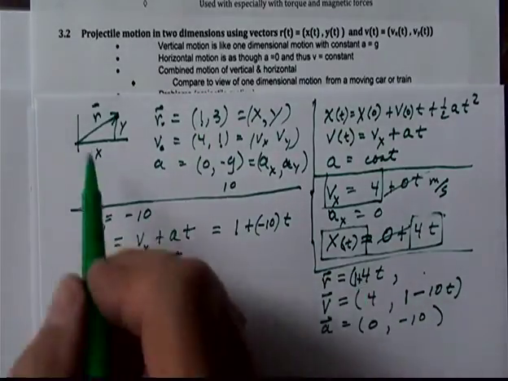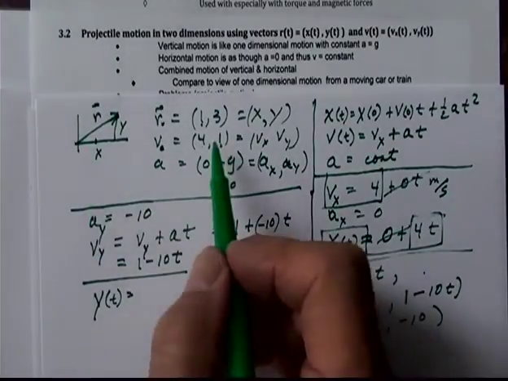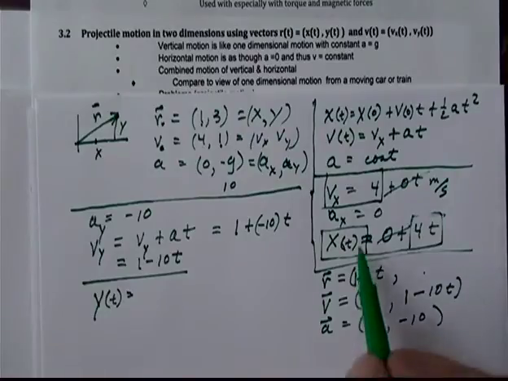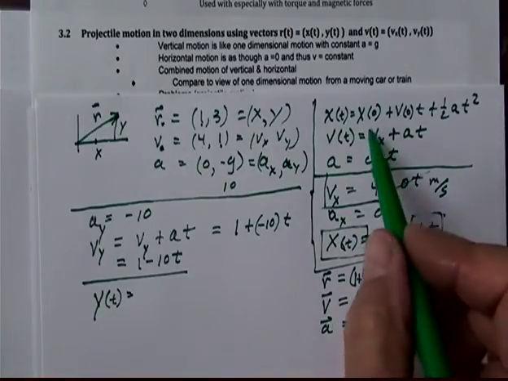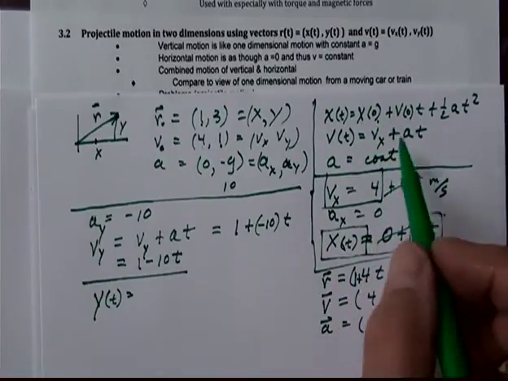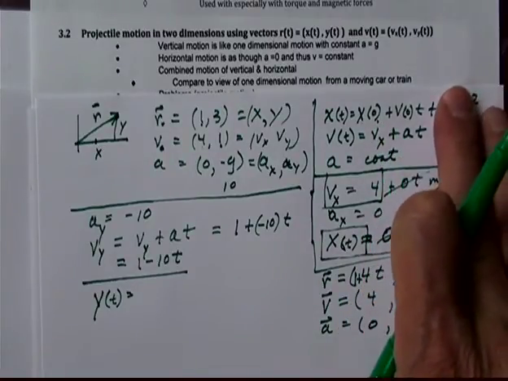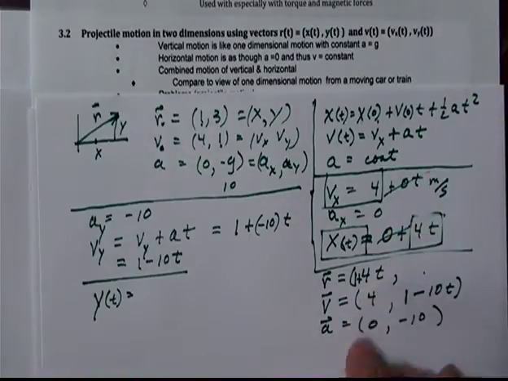So I had a position where this thing started out at 1 meter along the x direction, and I forgot to put that in. The original position was a value that wasn't 0 in the x direction. It was the acceleration only that was 0. So then I have 1 plus 4 times t. That would give me my x position.